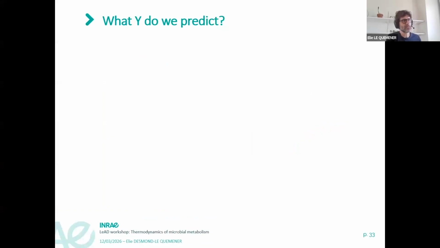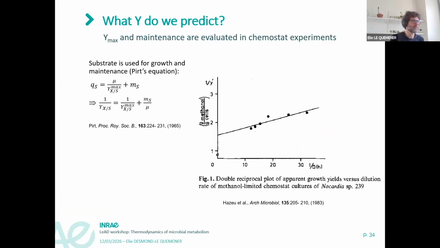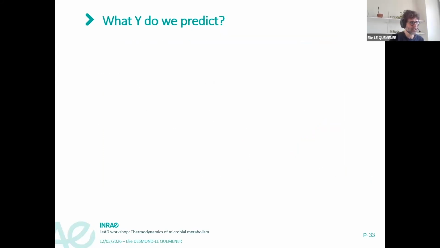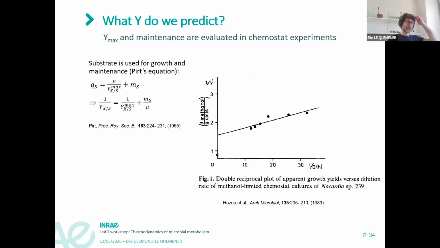So we talked about the yield. The yield we predict with the method. And one important thing that people often don't realize is that the yield that is predicted is not any yield, it's the maximum yield. And what is the maximum yield? It's according to the equation of Pirt: yield without maintenance.